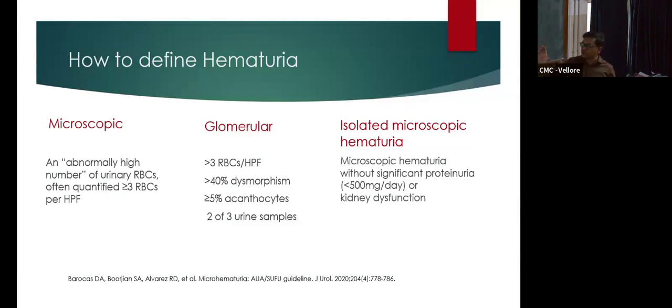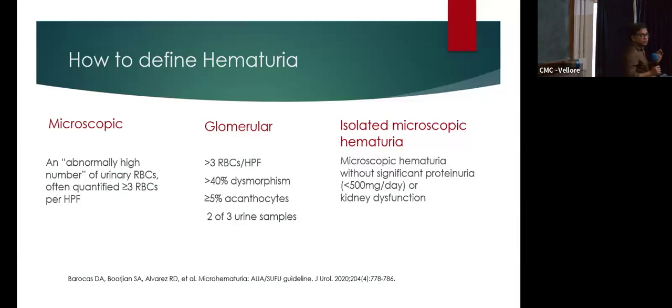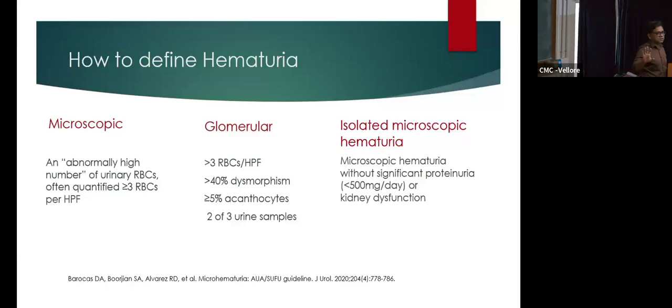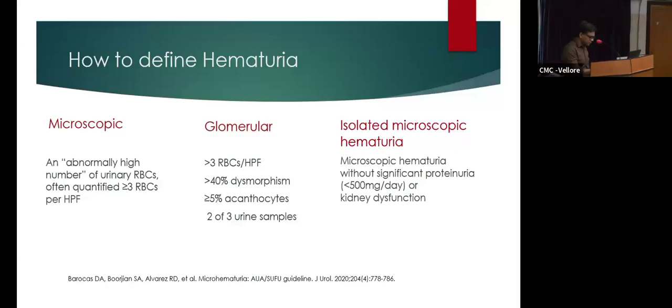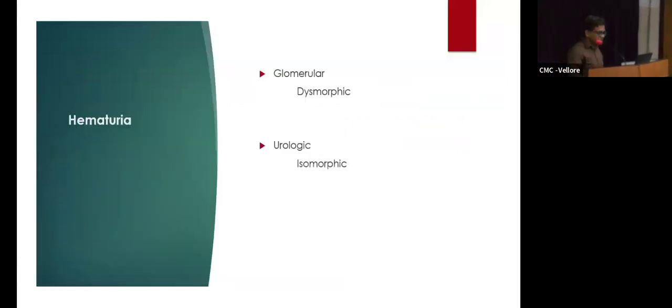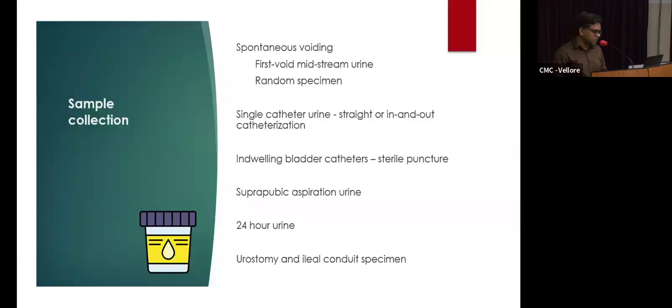Isolated microscopic hematuria is hematuria without significant proteinuria and without renal dysfunction. The creatinine is normal and there is no significant proteinuria. For isolated microscopic hematuria, there is no need to do a kidney biopsy; we just follow the patient. If the proteinuria remains persistent, then there is an indication for kidney biopsy. So as I said, glomerular hematuria is mostly dysmorphic and urological hematuria is mostly isomorphic.